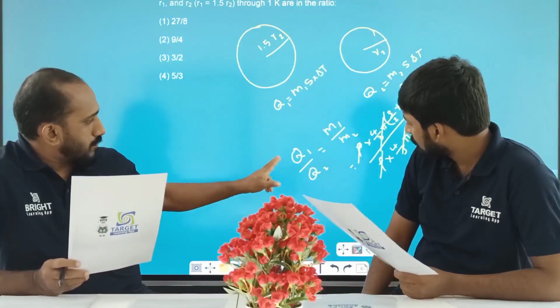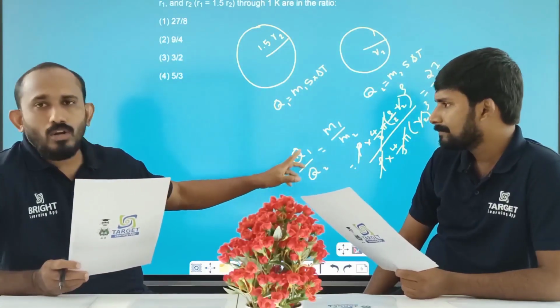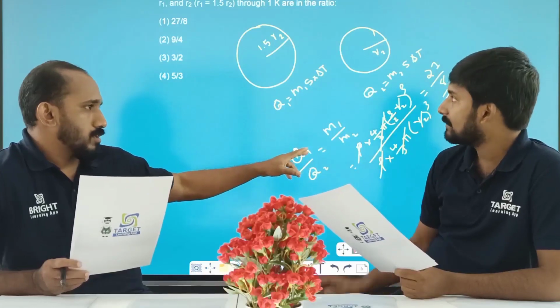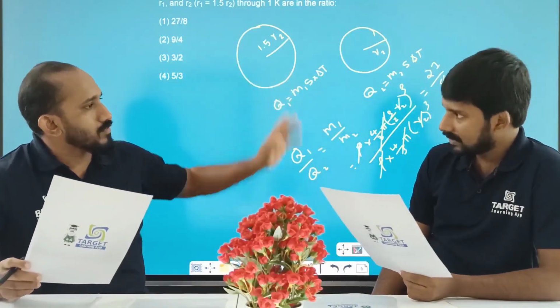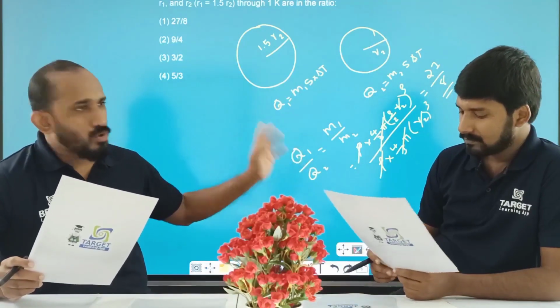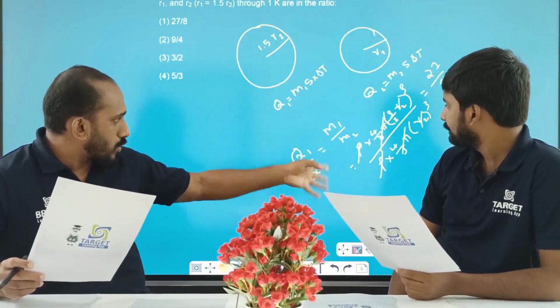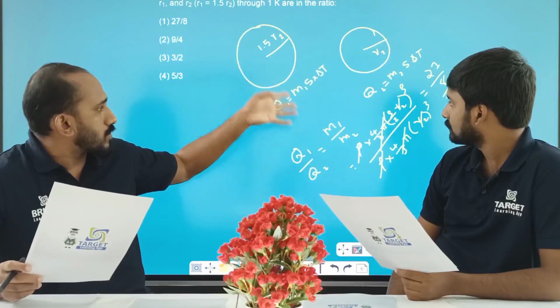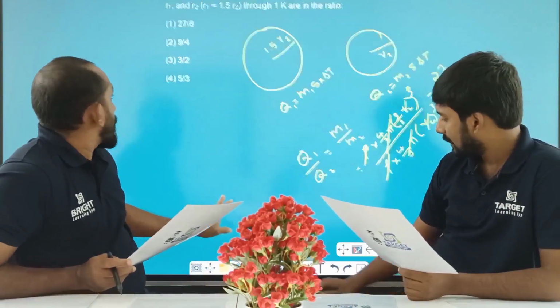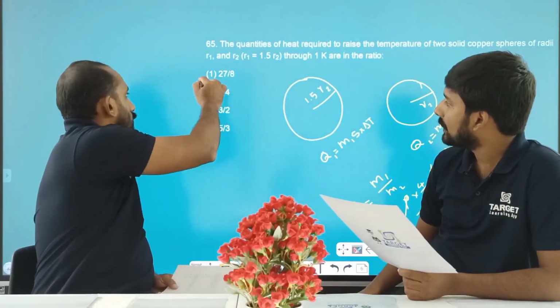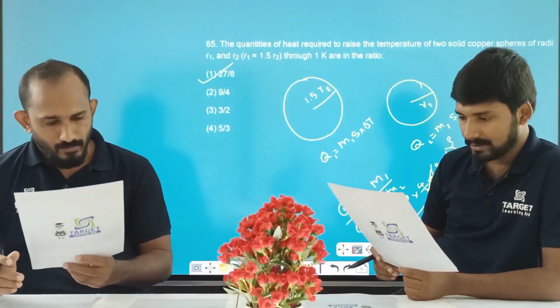So here we used the concept that the ratio of heat will be equal to the ratio of the masses, M1 and M2, with the same specific heat capacity and the same temperature difference. We substituted volume into density as mass, and got similar terms in R2. So it's very easy to calculate. The answer is 27 by 8, option 1 is the right answer. That was question 65. We can move to the next.